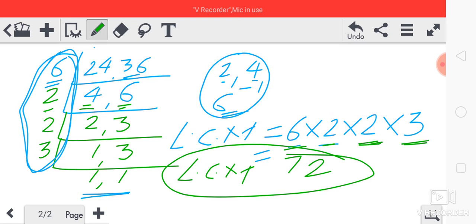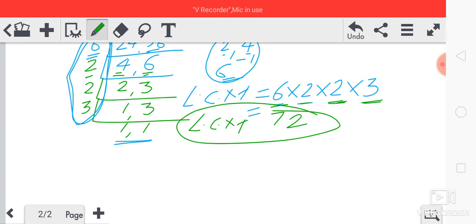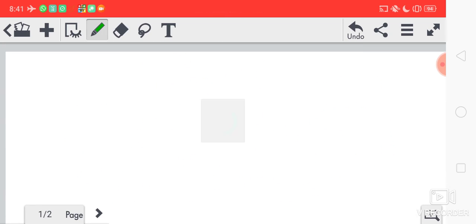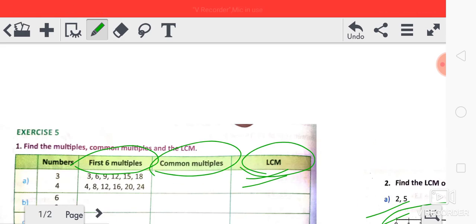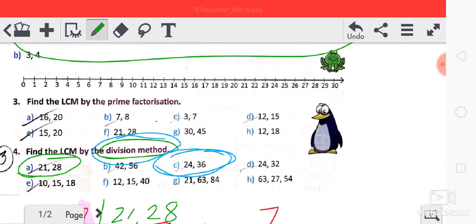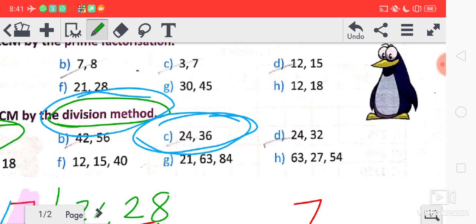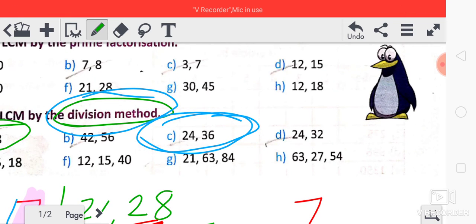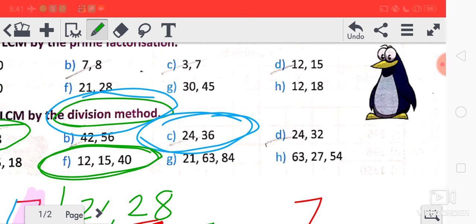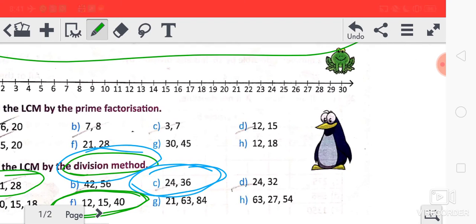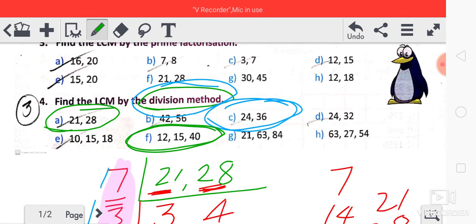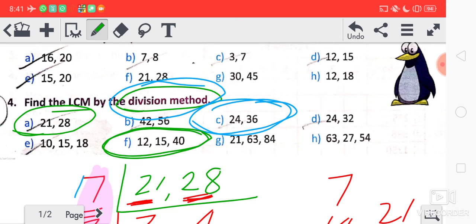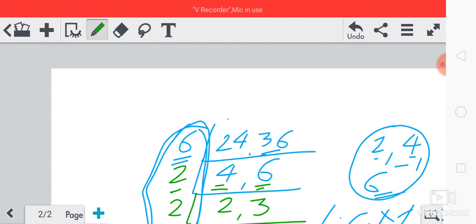Okay. One more question I'll solve for you, then it will be clear for you. Okay, one more question we'll see. So what is the question here? Just look here. The C part we have done. Now we'll do 3 numbers together. 2 numbers we have taken. Now we'll take 3 numbers. Okay, 12, 15 and 40. So we'll take 12, 15 and 40.